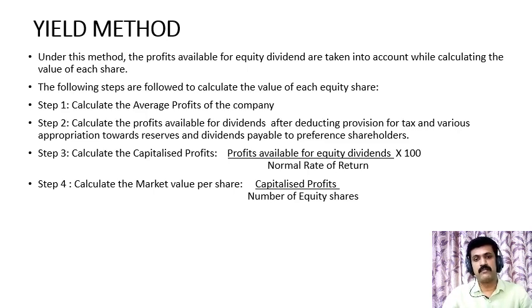And the resulting balance what we are going to get should be considered as profits available for dividends to equity shareholders. Then in step 3, we will calculate the capitalized profits. And for the calculation of capitalized profits, the formula is profits available for equity dividends divided by normal rate of return multiplied by 100. Then in the last step, we will calculate the market value per share by using the equation capitalized profits divided by number of equity shares.